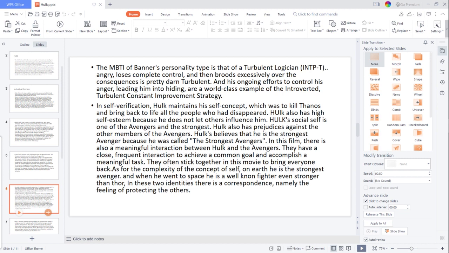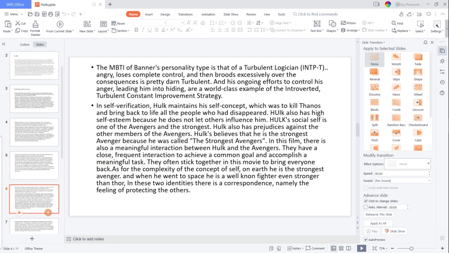In self-verification, Hulk maintains his self-concept, which was to kill Thanos and bring back to life the people who had disappeared. Hulk also has a high self-esteem because he does not let any other influence him. Hulk sees himself as one of the Avengers, the strongest Avenger. Hulk also has prejudices against the other members of the Avengers. Hulk believes that he's the strongest Avenger, and that's also what is said in the movie.